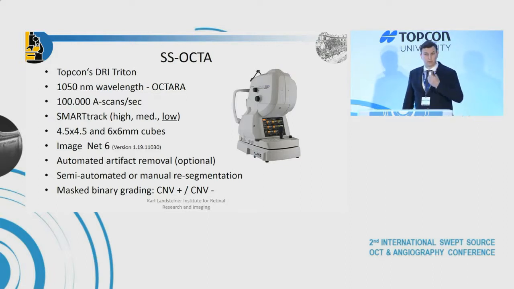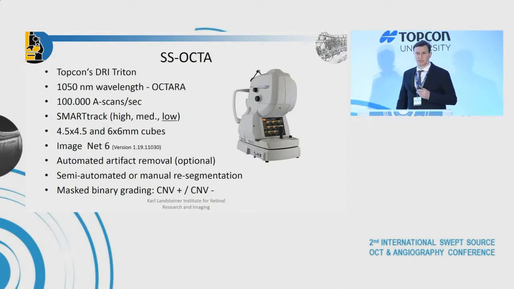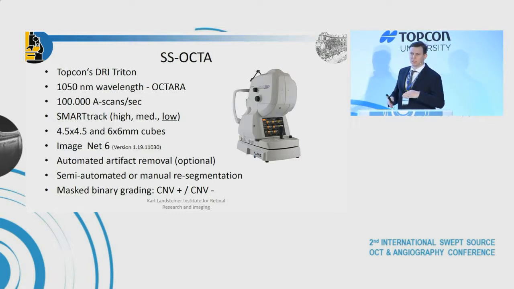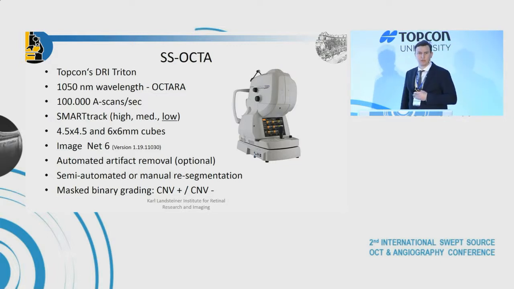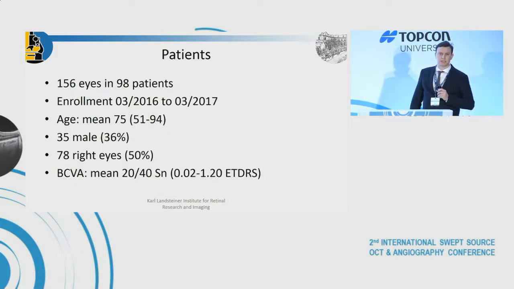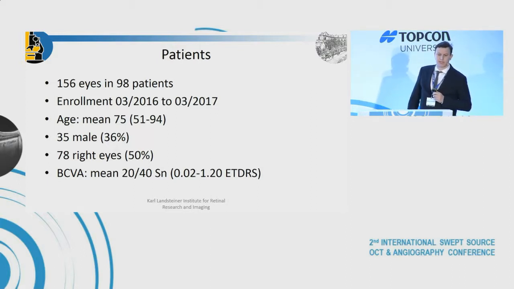We used 4.5 and 6 millimeter cubes, and what we considered the semi-automated segmentation, meaning we just take the segmentation lines from the machine and alter the height to get different slab sizes. Or we did manual resegmentation, meaning that we redraw the lines by ourselves. And we did a masked binary grading with CNV positive or negative by a masked medical retina specialist. So we included 156 eyes in 98 patients. Enrollment was 1 year, and these are the descriptive data of our patients.